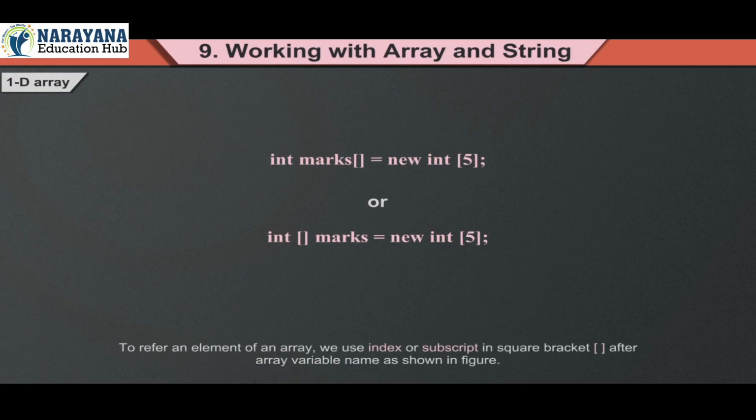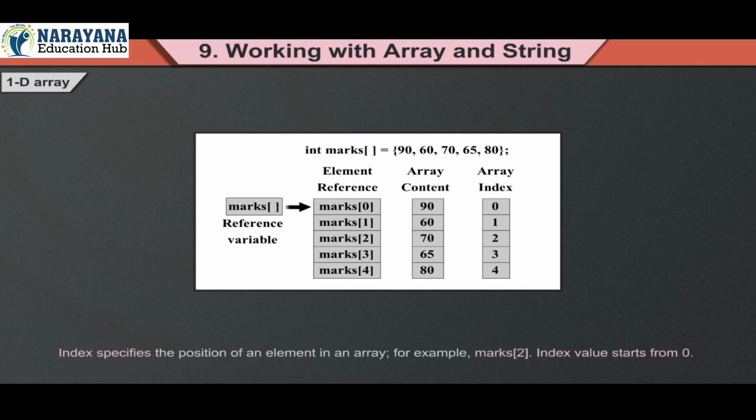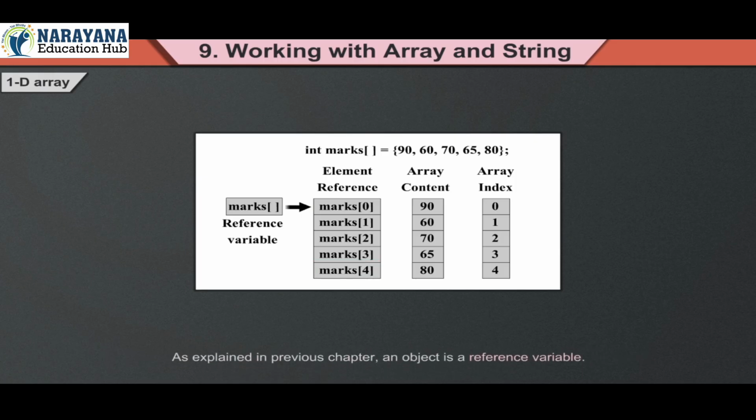To refer to an element of an array, we use an index or subscript in square brackets after the array variable name as shown in the figure. Index specifies the position of an element in an array. For example, marks[2]. Index value starts from 0. In the figure, the array variable marks has an index value from 0 to 4. Here, marks[0] refers to the first element and marks[4] refers to the last element.